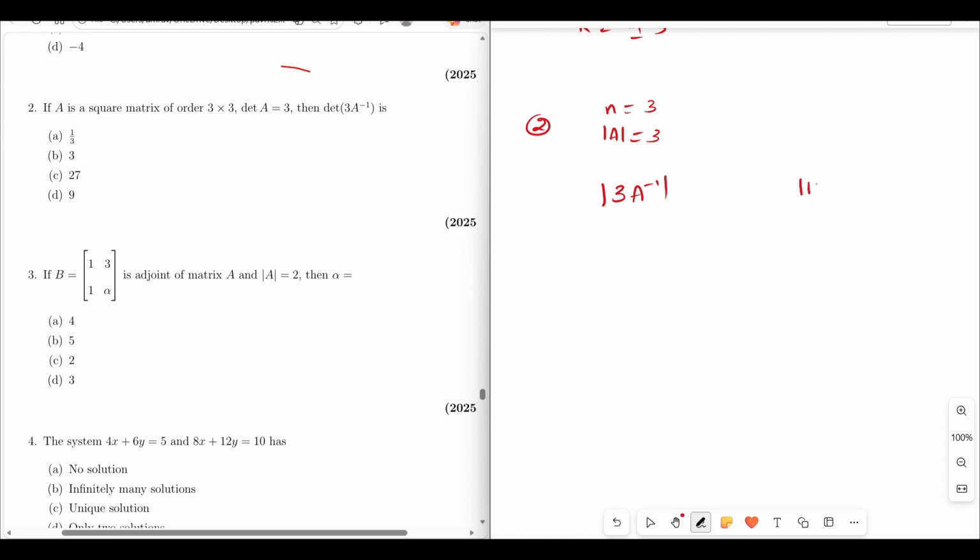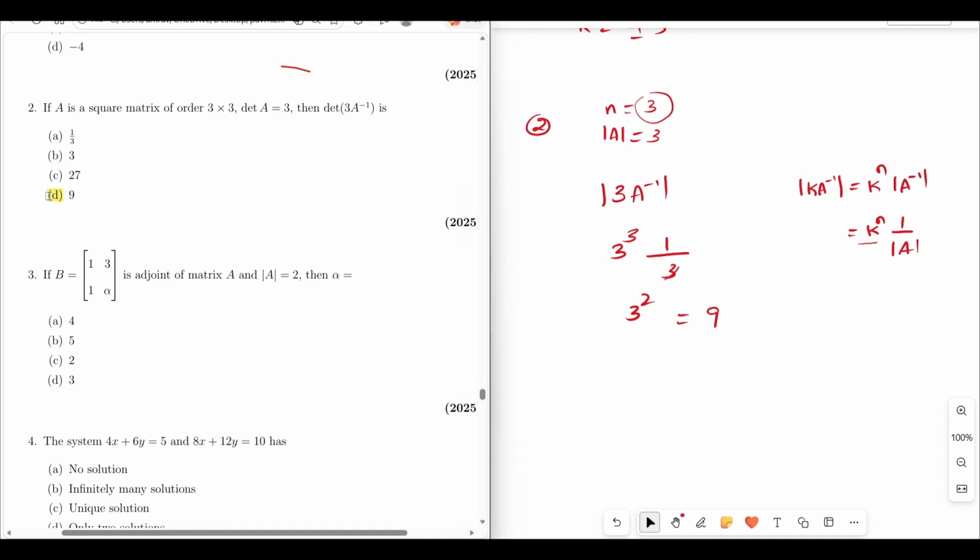Always remember, determinant of kA inverse is equal to k power n times determinant of A inverse, and determinant of A inverse is 1 by determinant A. When I apply this property, in the place of k you have 3, raised to the power n. What is the order given? Order is 3, so 3 power 3, times 1 by determinant A. 1 by determinant A is 1 by 3. So you get 3 cubed into 1 by 3. The 3 gets cancelled, and you are left with 3 square, which is equal to 9. So which is the right option? Option D is the correct answer. Within 30 seconds, you will be able to solve this type of question.